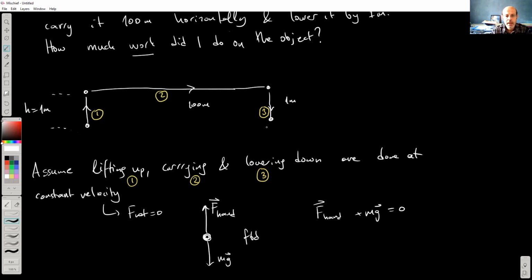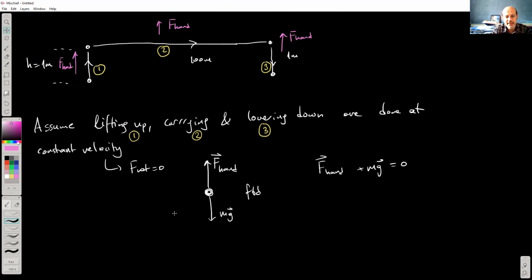Okay. In any case, this tells you that the work done by the hand is a constant force. It's always upward, right? Even if I'm carrying it horizontally, the force by the hand is always upward. Okay. So as a result, I'm going to say that work done by the hand, let's just say it like this: work done by the hand in the first part of the motion, plus in the second part of the motion, plus work done by the hand in the third part of the motion.